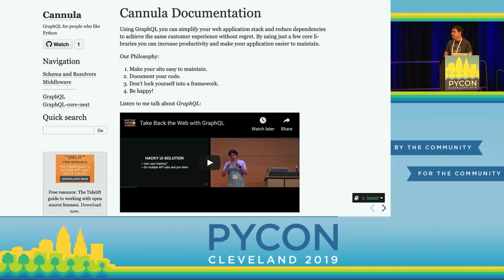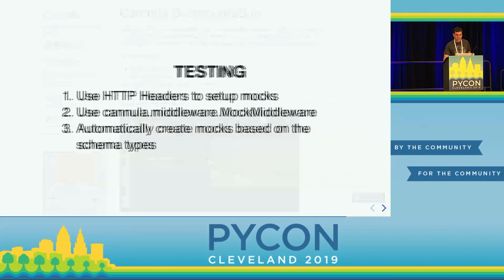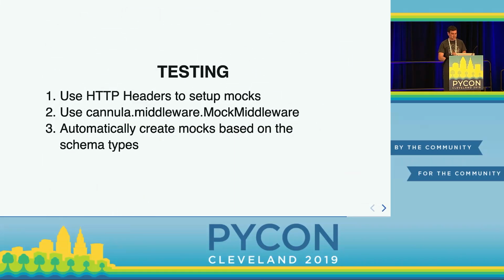And then there's another library that I started writing before I found Ariadne, called Cannula, which is still kind of alpha, but it has some useful tools, such as some mocking middleware and a profile middleware and a debugging middleware that you can use with the GraphQL Core Next. And I can show you that now because I have a few minutes left.